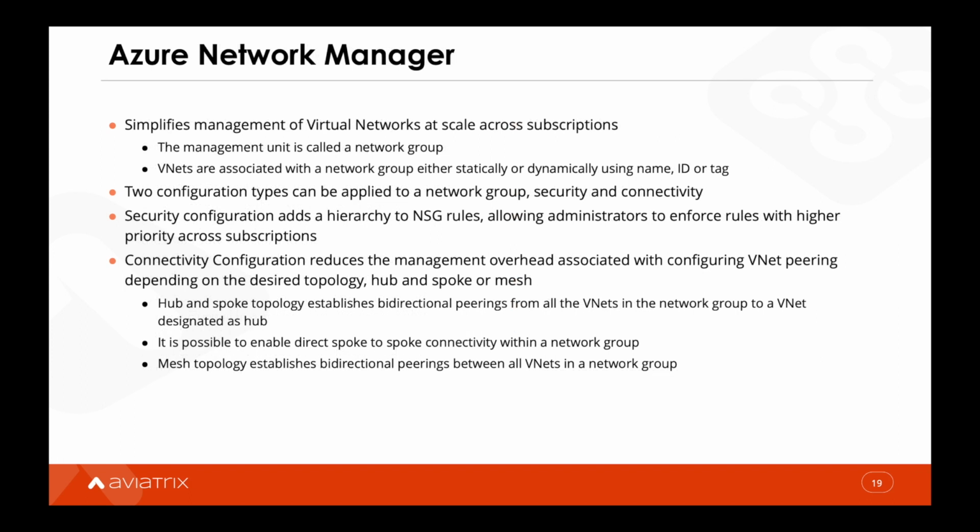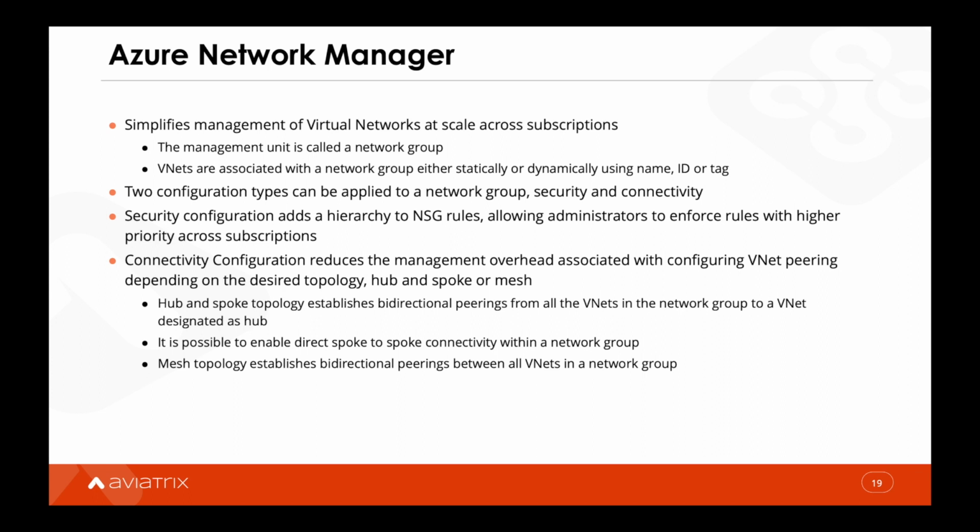Another service that Azure came up with in late 2021 is Azure Network Manager. This service simplifies management of virtual networks at scale across subscriptions by grouping virtual networks into what's called network groups. This association of virtual networks to network groups can either be static, by manually selecting which VNets belong to a network group, or dynamic, by using attributes like VNet name, VNet ID, or tag.